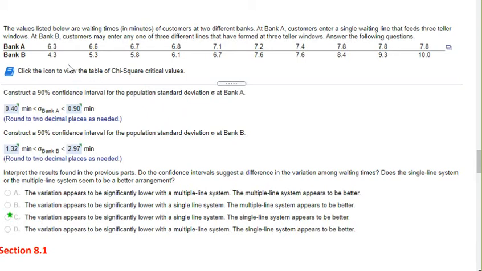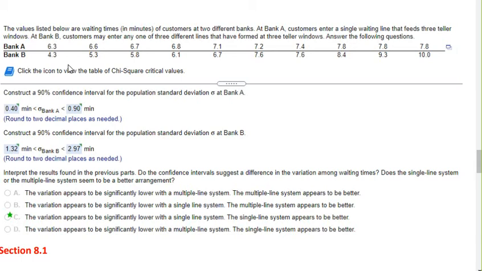These are the waiting times in banks for two different banks with different lines of customers. One has one line that services 3 tellers, and the other one has 3 tellers with 3 lines. And they want to look at the standard deviation of their waiting times. Now, what does the standard deviation measure?